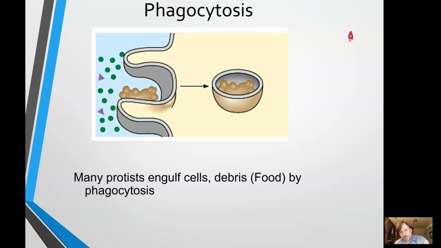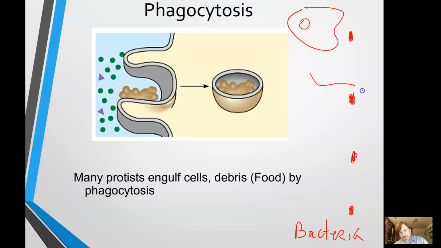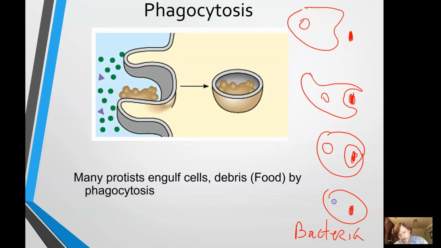So if this is a food particle, let's say that's a bacteria. Because remember, your amoeba, your eukaryotes are much larger than bacteria. As it's coming along, and I'll give it a nucleus there, it can actually surround that bacteria and then take it inside the cell. That's by phagocytosis. Notice that the outer membrane here pinches in and surrounds it and becomes the inner membrane of the food vesicle.